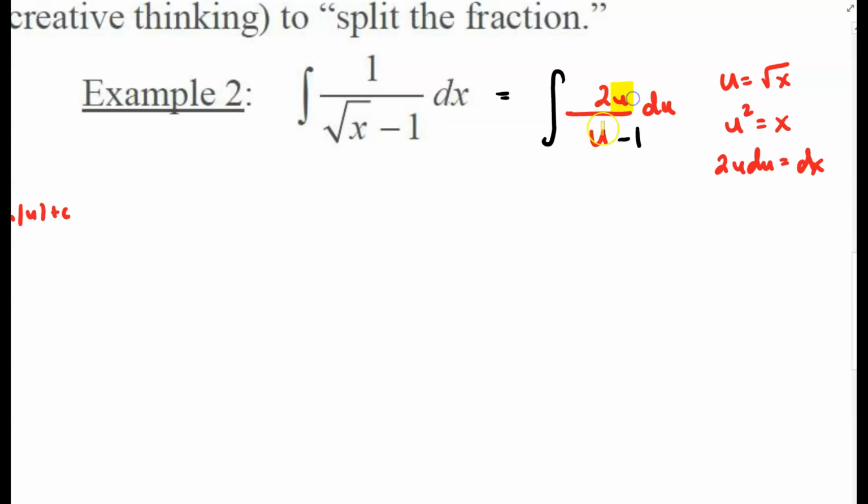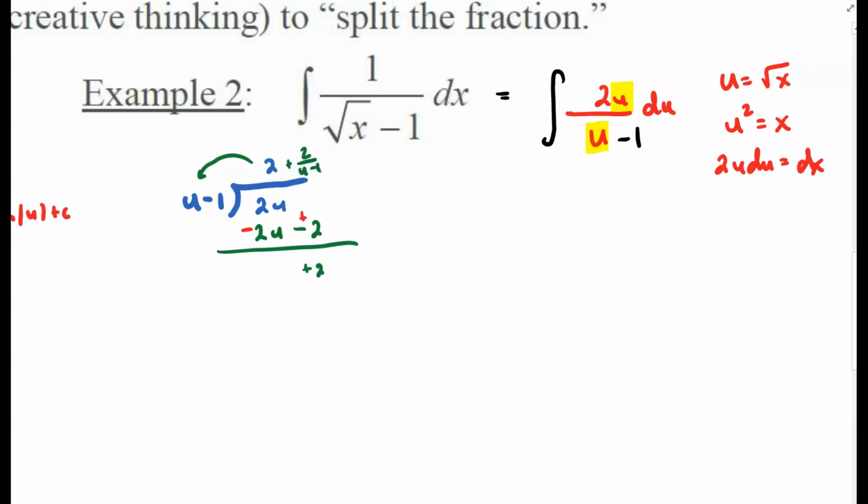Because notice the powers, right? u to the first over u to the first. I need to go ahead and do long division. So I'm going to divide, not integrate. So u minus 1 divided into 2u, and this occurs 2 times. So 2 times u gives me 2u, times negative 1 gives me negative 2. And if we go ahead and change our signs and then add down, we get a remainder of positive 2. So this is plus 2 over u minus 1.